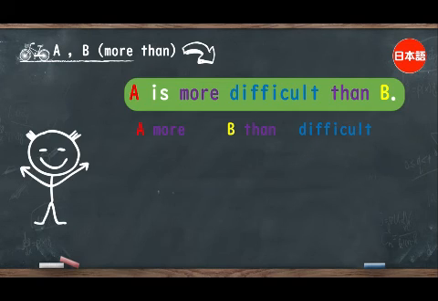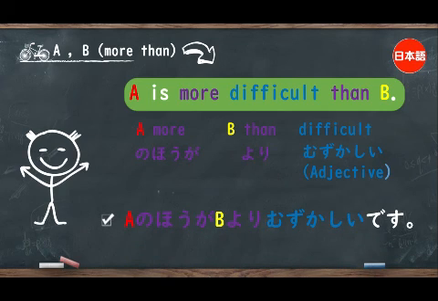So now, how to say it in Japanese? In comparison situation, more in Japanese is called no hoga. No hoga. And then we use yori for the less difficult one. Yori. And difficult in Japanese is muzugashii. Muzugashii. So the whole full complete sentence will be A no hou ga B yori muzugashii desu. You just combine everything together.